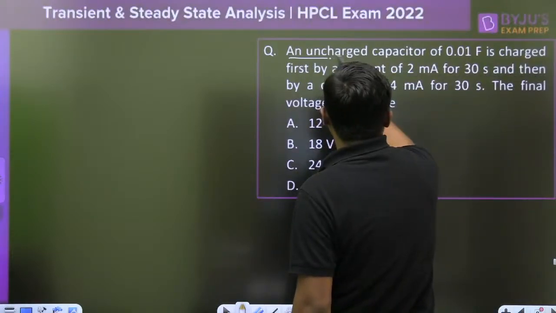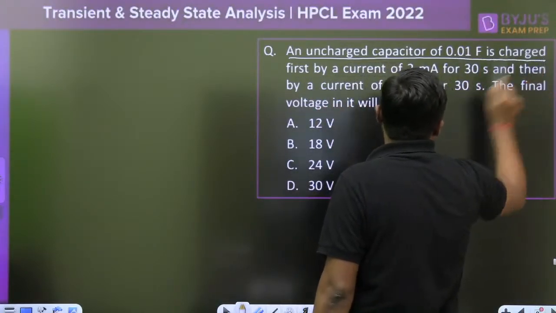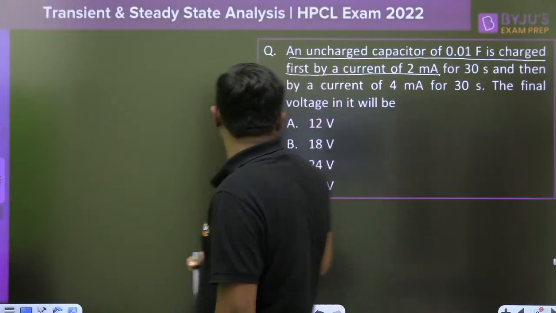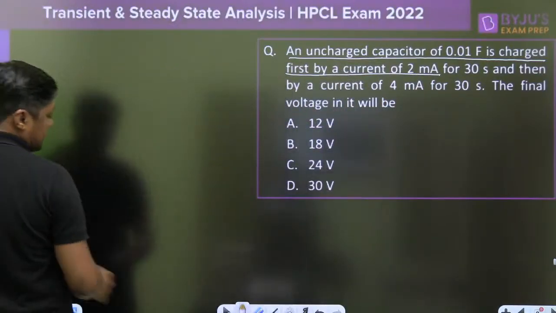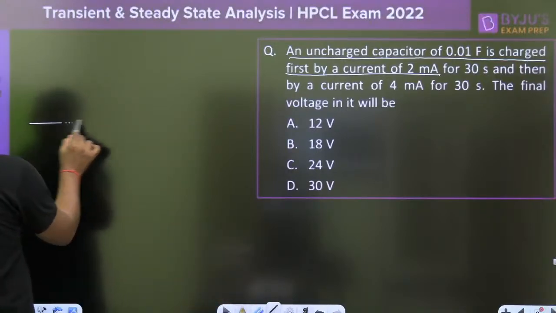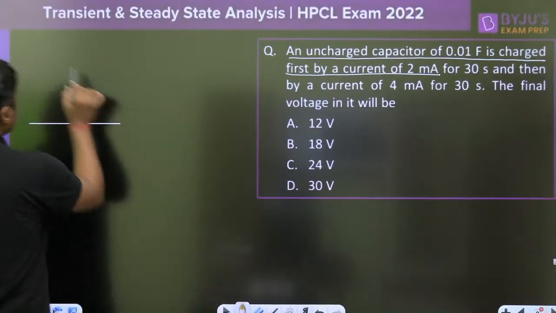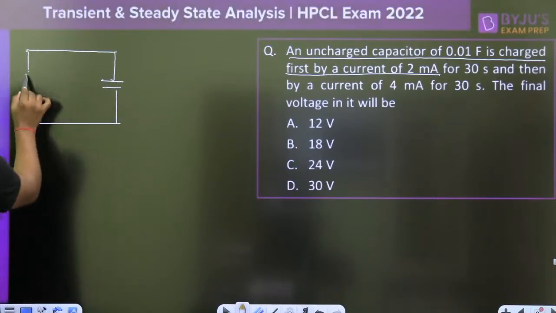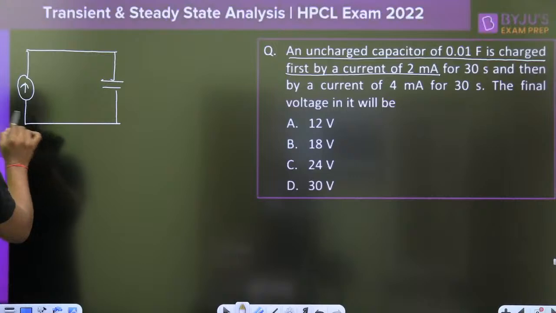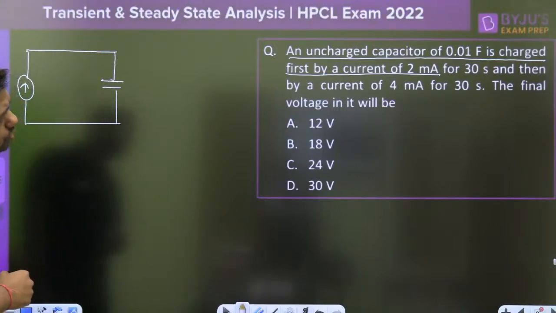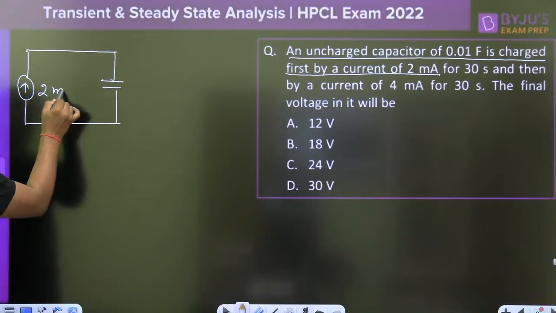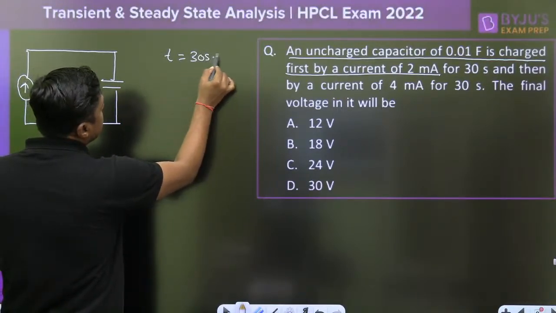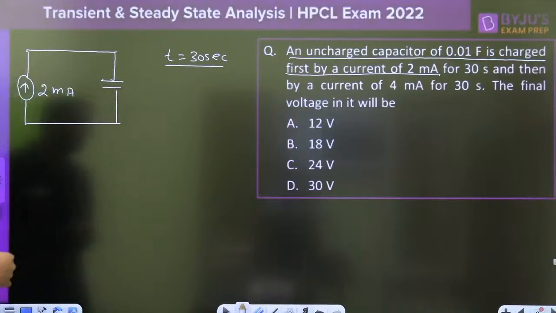An uncharged capacitor of 0.01 farad is charged first by a current of 2 milliampere for 30 seconds. Uncharged capacitor means, always draw a diagram. This is a capacitor. First of all, it is charged by a current source of 2 milliampere for t equal to 30 seconds. Okay, no problem. That is the current.